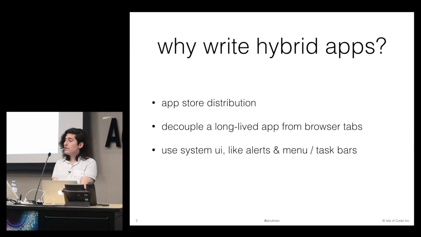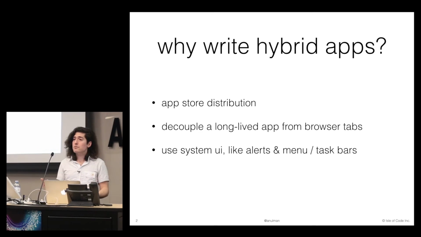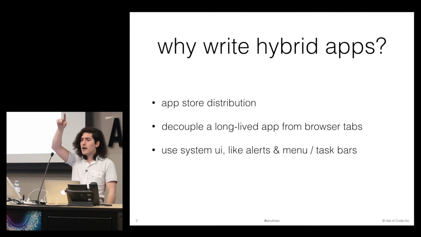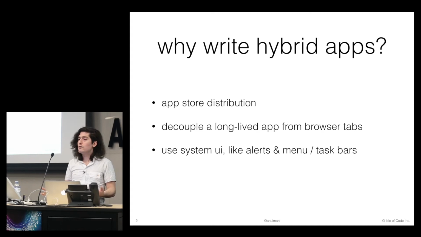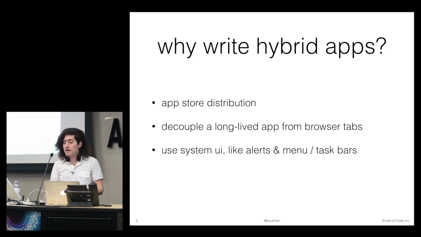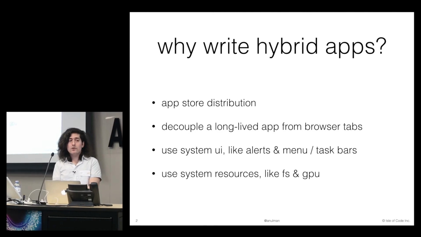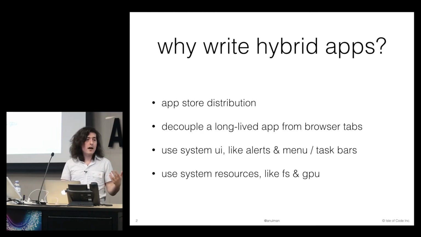You also might want to use the system UI, like the alerts or the menu or taskbars. So again, in this fictional email client, you might want to use a notifier with a little badge up in the top menu tray. And again, writing a desktop hybrid app allows you to achieve this with your existing webmail client that you might have written. And lastly, if you want to use system resources like the file system or the GPU, let's say, again, to more tightly manage attachments with this fictional mail client, you can use the system resources and more aggressively cache attachments or other files.